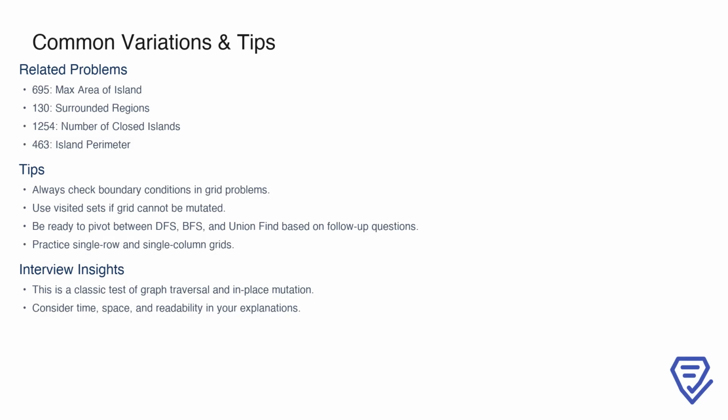LeetCode problem number 200 is foundational for mastering graph traversal. You are likely to see related problems such as finding the maximum area of islands, counting closed islands, or determining the perimeter of islands. Always pay attention to grid boundaries and be prepared for variations where you can't modify the input. Make sure to practice with both iterative and recursive approaches, and explain your choices clearly during interviews. This will demonstrate your understanding of algorithms and efficient problem solving.